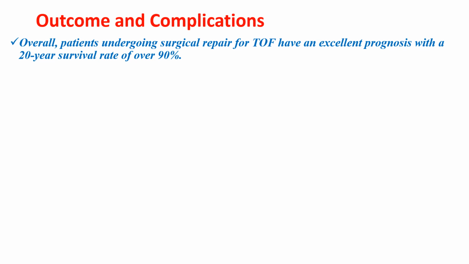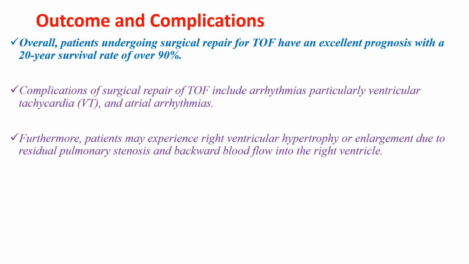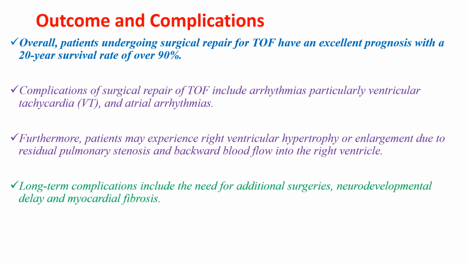Overall, patients undergoing surgical repair for TOF have an excellent prognosis with a 20-year survival rate of over 90%. Complications of surgical repair of TOF include arrhythmia, particularly ventricular tachycardia and atrial arrhythmias. Furthermore, patients might experience right ventricular hypertrophy or enlargement due to residual pulmonary stenosis and backward blood flow into the right ventricle. Long-term complications include the need for additional surgeries, neurodevelopmental delay, and myocardial fibrosis.